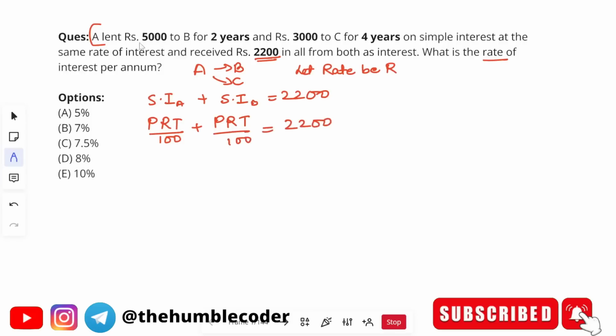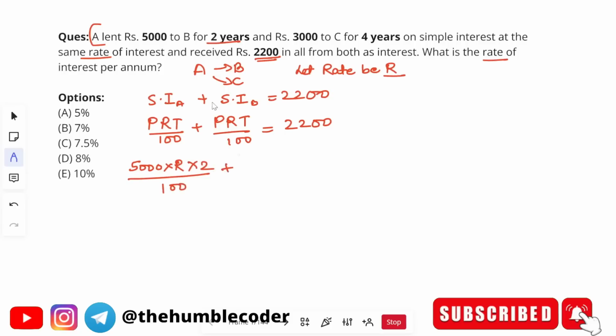So see, initially in the first one, principal is what? 5,000, so I will write 5,000 here. Rate is told same, right? Same rate. Okay, and we have considered our rate value to be R, so we will use this R value only. And time, initially in the first one it is told 2 years, right? So I will substitute 2 here.